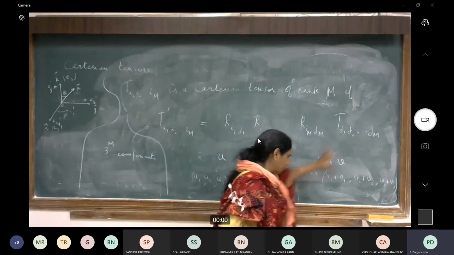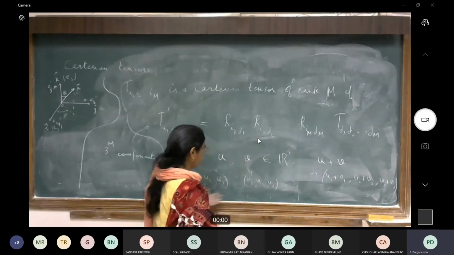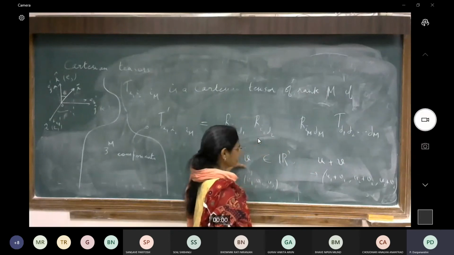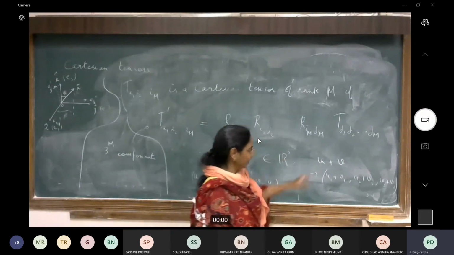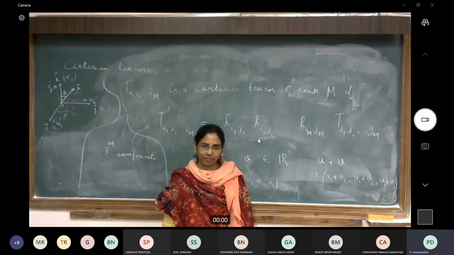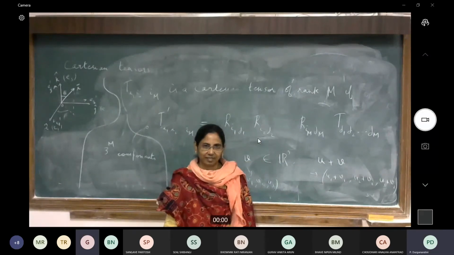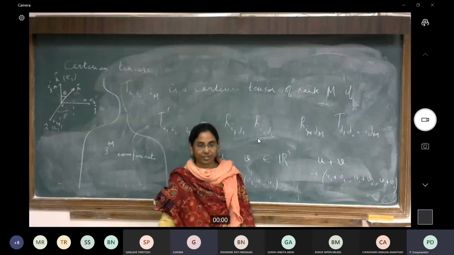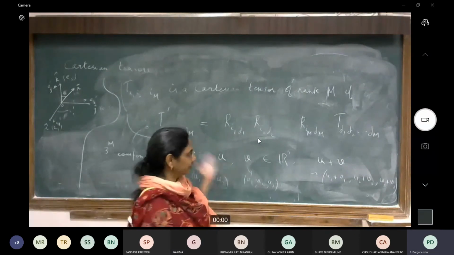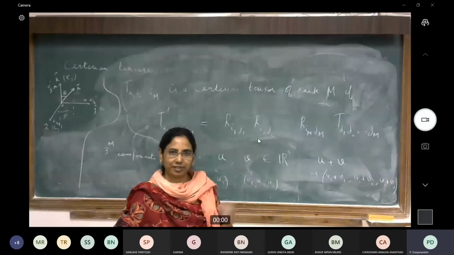Now in this sophisticated language, what do you expect this u plus v to transform as? If u is transforming like a tensor of rank 1, v is transforming as a tensor of rank 1, then u plus v should transform as a tensor of rank 1. Because after all, it's going to be a vector. And we have seen that by definition, a vector is nothing but a rank 1 tensor.